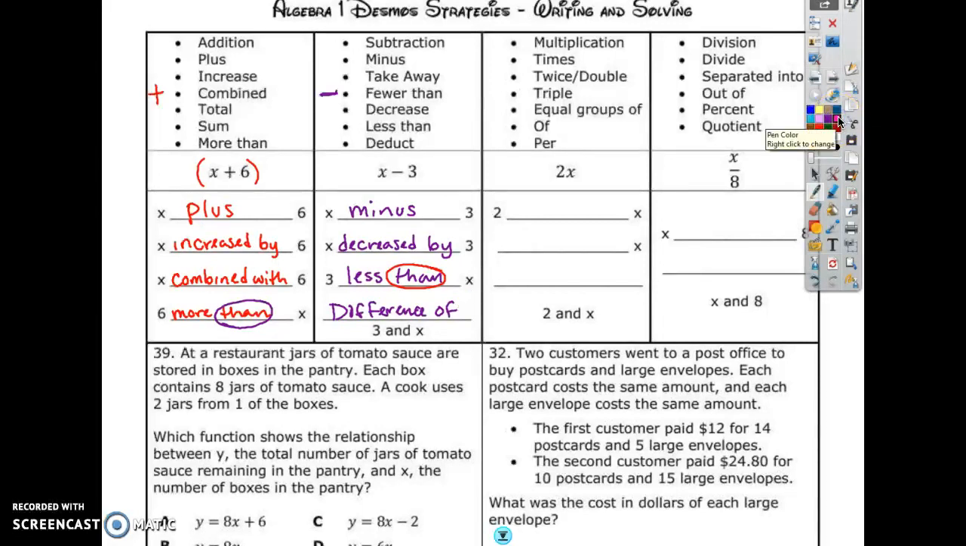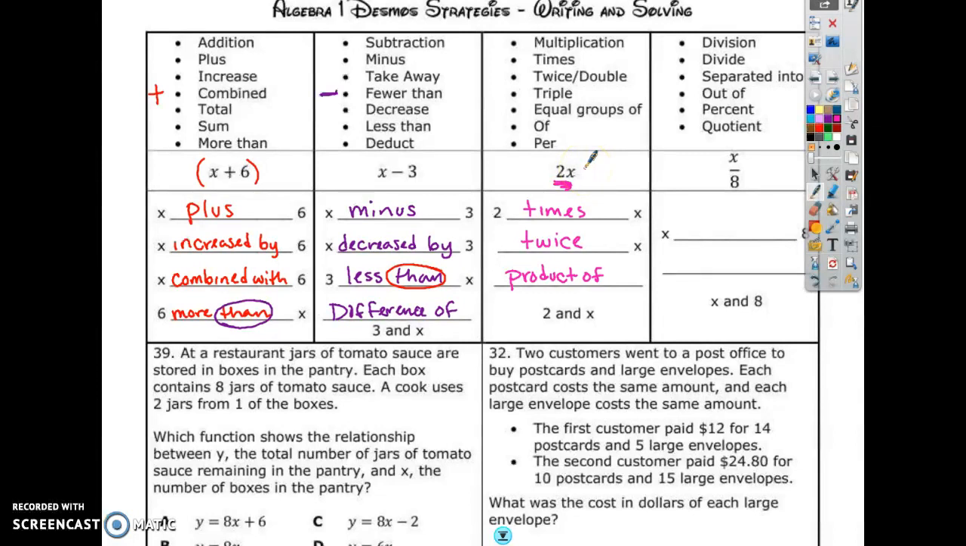Okay, so which ways could they give it to me so that I write it like this? 2x. 2 times x. If they tell you 2 times x, then you would write 2x. If they tell you twice, doble, twice x, then you would write 2x, el doble de x. And if they tell you the product of 2 and x, we would write 2x.